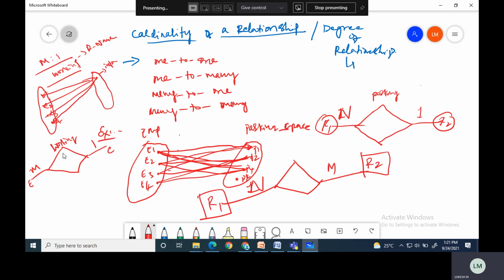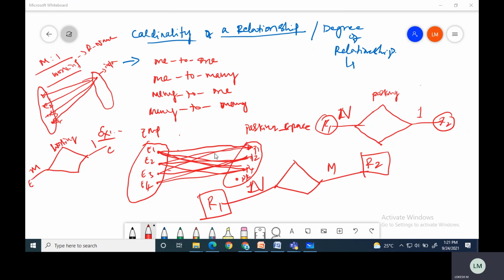1 to many means one organization, many employees are working. So it is reversing. And many employees, many organizations, or many students, many courses. Like this you can represent where the situation comes. You can write it in your diagrams. So this is one basic concept to study the ER diagram.